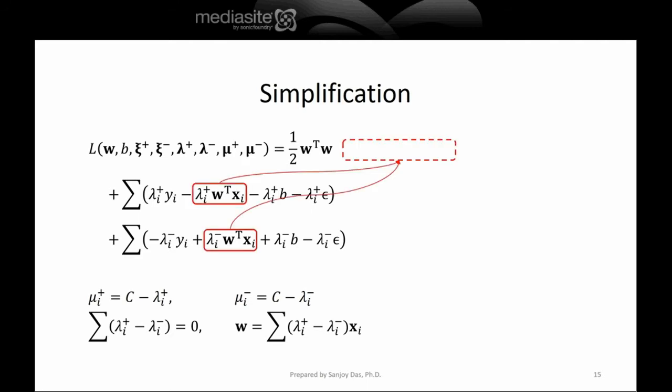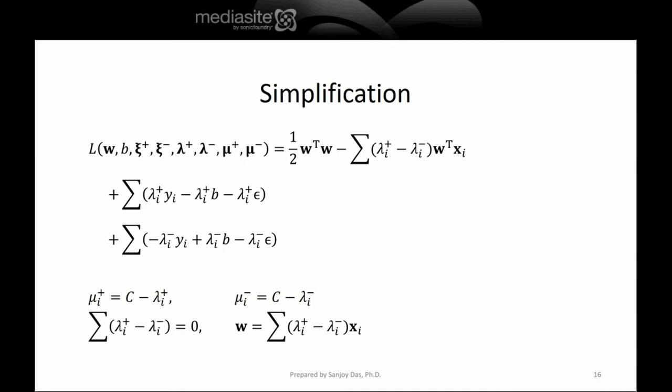Then I will take the terms containing W, actually W transpose, here. I'll move them outside this summation, and that will appear as another set of summations in the first line, because I'm trying to group together the terms containing W.